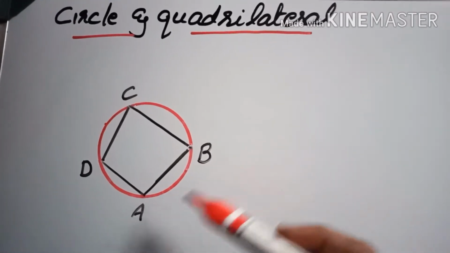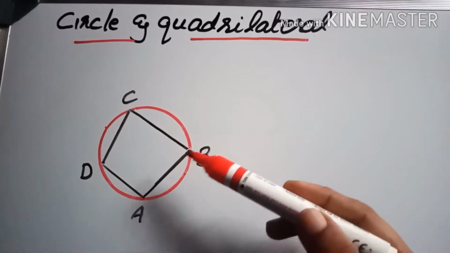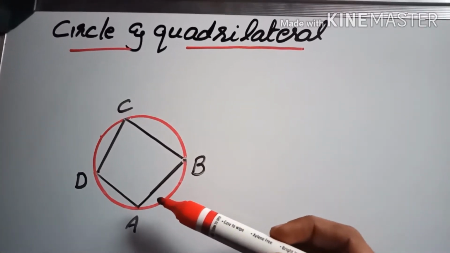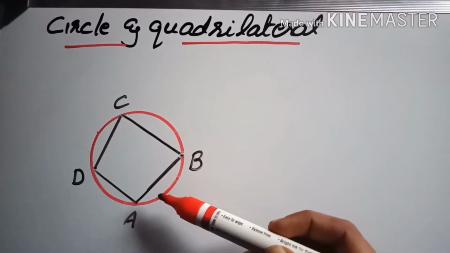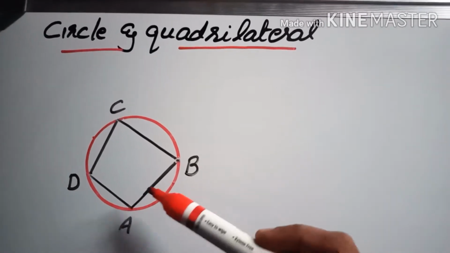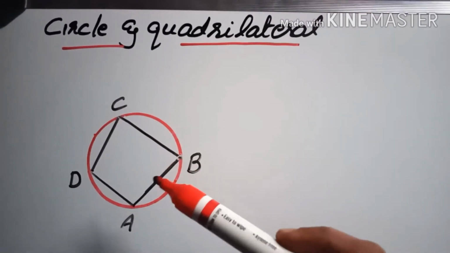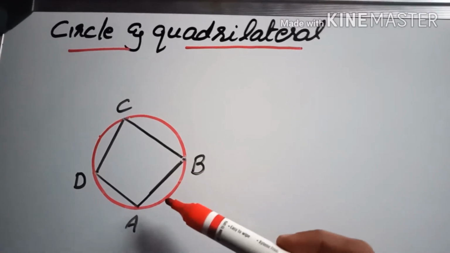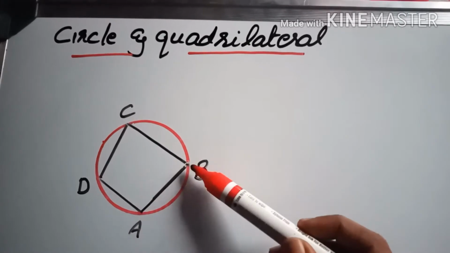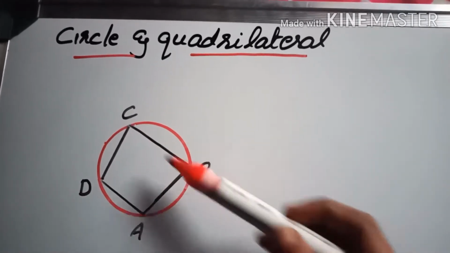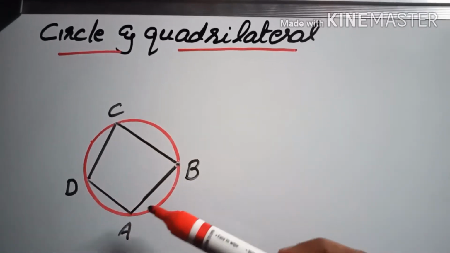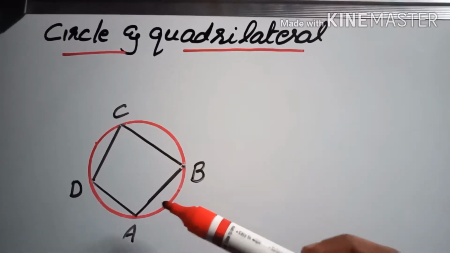Okay, so here you can see one circle and inside the circle one quadrilateral is here. Quadrilateral means what? Four-sided closed figure. So here A, B, C, D. This is a quadrilateral and that quadrilateral is inside the circle. And check all the vertices of this quadrilateral. A, B, C, D. All the four vertices are on the circle. Okay, all the four vertices of this quadrilateral are on the circle.